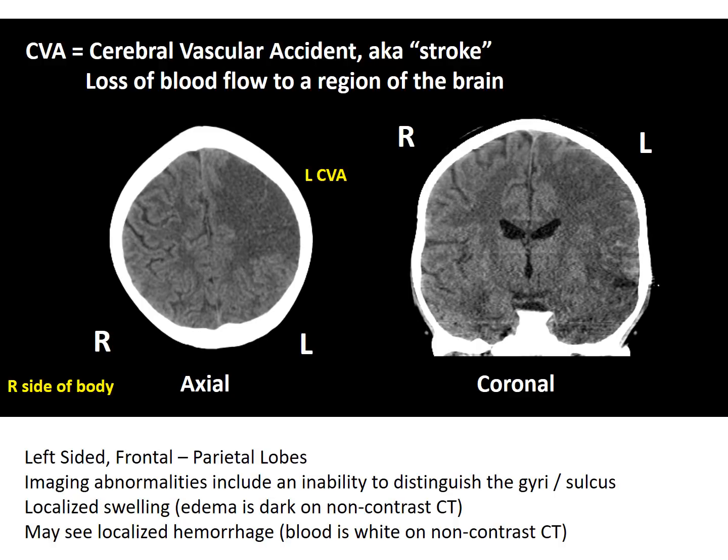Now remember, because this is happening on the left side of the brain, the right side of the body is affected, right? Contralateral. We'll look at some hemorrhagic strokes in a minute or two here, and how blood hemorrhage in the brain looks a little bit different than edema due to ischemia.